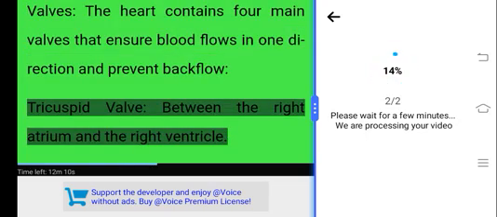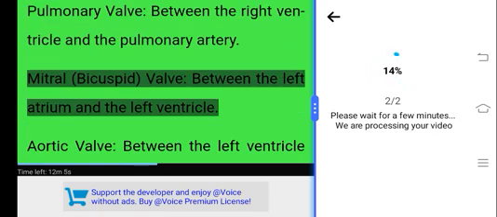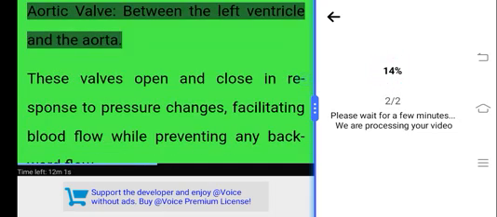Valves: the heart contains 4 main valves that ensure blood flows in one direction and prevent backflow. Tricuspid valve, between the right atrium and the right ventricle. Pulmonary valve, between the right ventricle and the pulmonary artery. Mitral (bicuspid) valve, between the left atrium and the left ventricle. Aortic valve, between the left ventricle and the aorta.